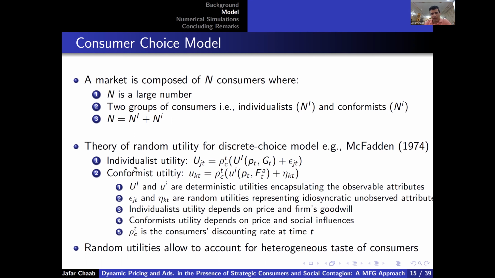The deterministic part represents the observable attributes, while the random utility reflects the latent attributes. So for instance, for the individualist utility here, the deterministic part will be this function, capital U, capital I, with two arguments P and G, plus the random utility denoted by epsilon. We have a similar story for the conformist utility. However, instead of the goodwill effect, they are affected by the fraction of adopters, by the social pressure. And you can guess that rho is the discounting factor. By using the random utilities, we can account for the heterogeneous taste of consumers.